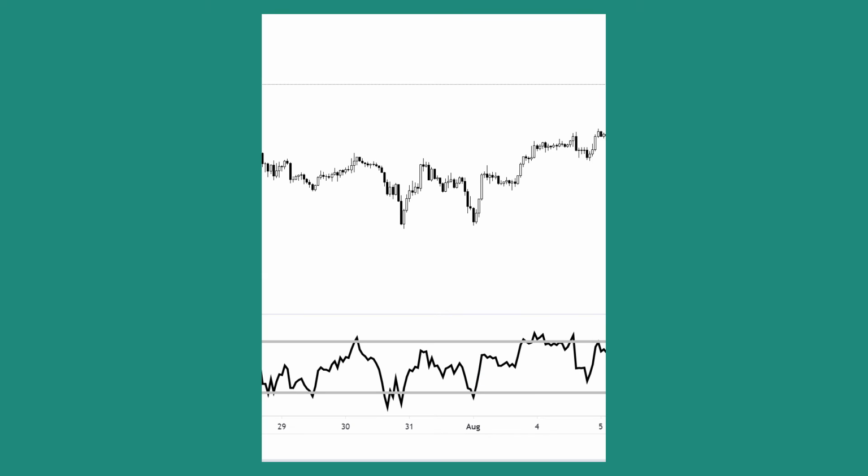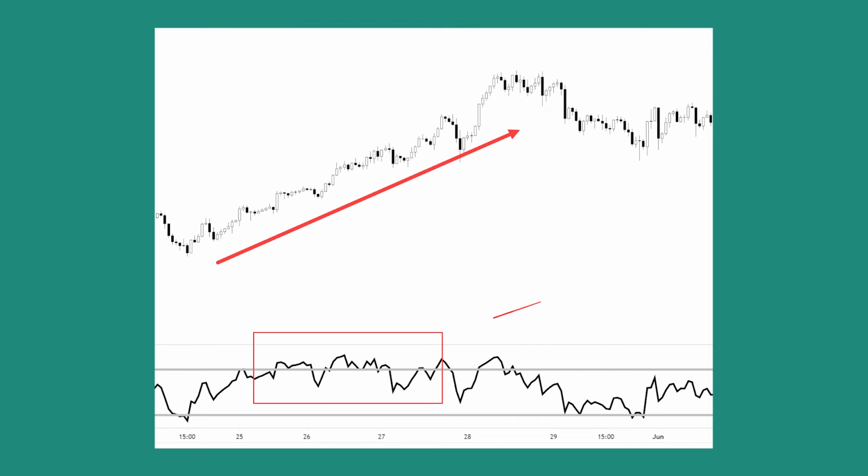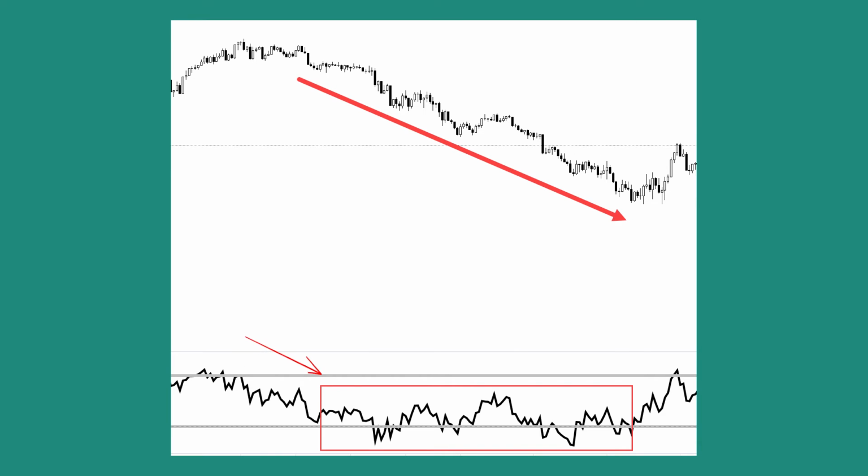RSI often forms chart patterns that may not show on the underlying price chart, such as double tops and bottoms and trend lines. Also, look for support or resistance on the RSI. In an uptrend or bull market, the RSI tends to remain in the 40 to 90 range, with the 40 to 50 zone acting as support. During a downtrend or bear market, the RSI tends to stay between the 10 to 60 range, with the 50 to 60 zone acting as resistance. These ranges will vary depending on the RSI settings and the strength of the security or market's underlying trend.